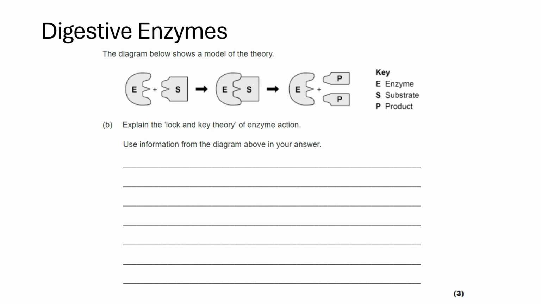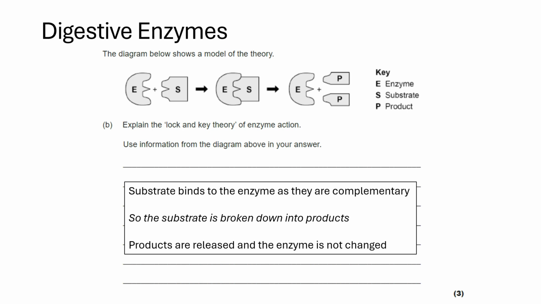Here's an exam question, and it's all about the lock and key theory. It says use information from the diagram above in your answer. It's 3 marks. So the kind of things it's looking for are here. The substrate does bind to the enzyme as they are complementary. I probably would actually mention that they're complementary to the active site. Then the substrate is broken down into products, and the products are released, and the enzyme itself is not changed and therefore can be reused.